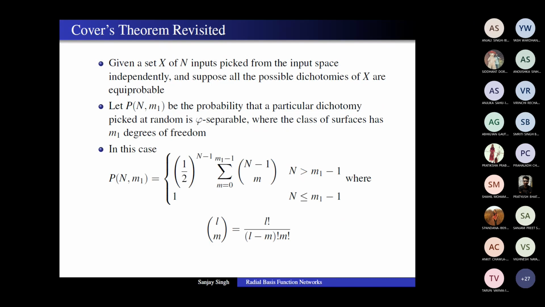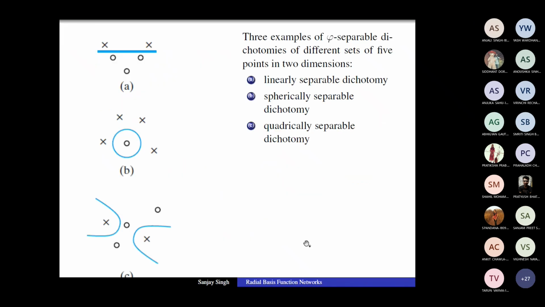I am not going into the derivation of this. If any of you are interested in where it came from, you are most welcome to refer to Cover's paper from 1965. So this is how this particular probability will be calculated, and this is nothing but the binomial coefficient, which is calculated by this formula.